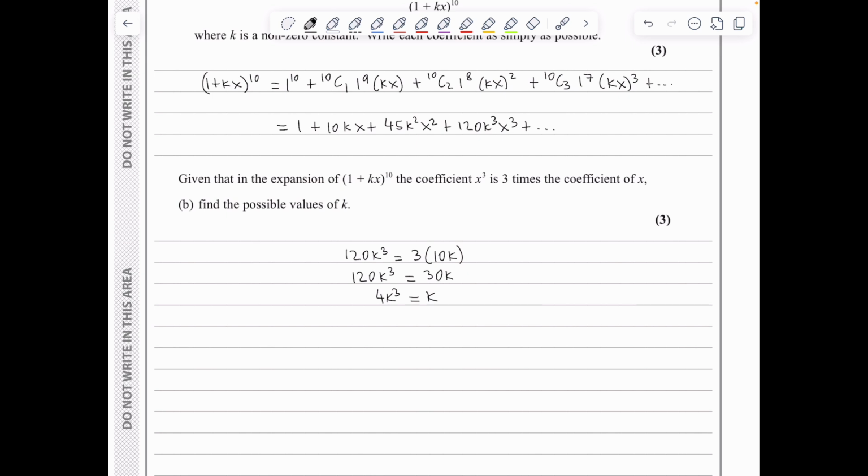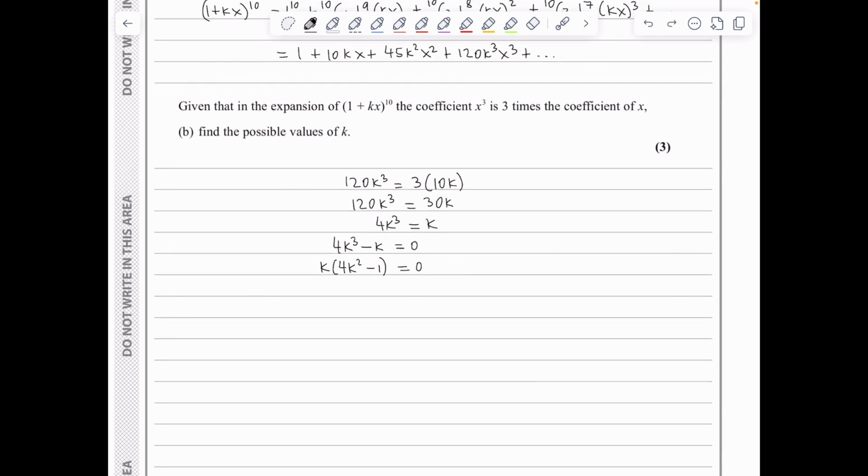And I'll collect everything on the left hand side. So we've got 4k to the power of 3 minus k is equal to 0. I will factor out the k. So I get k brackets 4k squared minus 1 is equal to 0. And this further factorizes using the difference of two squares into k brackets 2k minus 1 times 2k plus 1 being equal to 0. So we are looking at k is equal to 0, or 2k minus 1 is equal to 0, or 2k plus 1 is equal to 0.